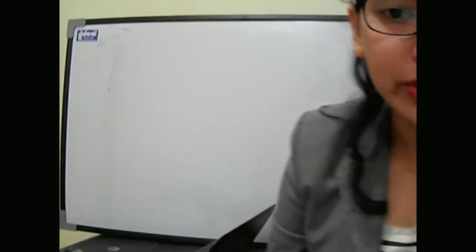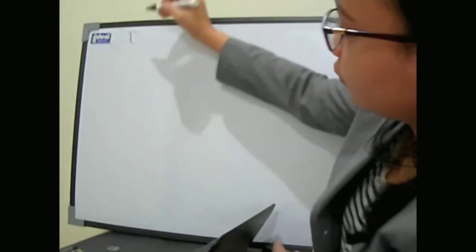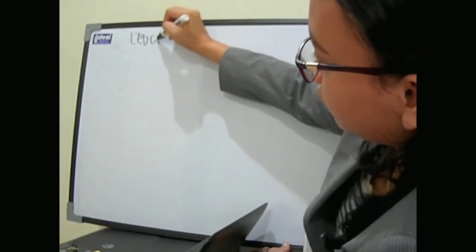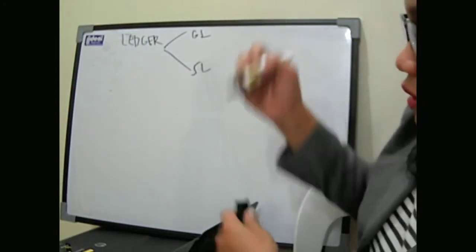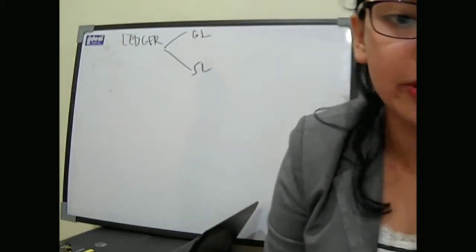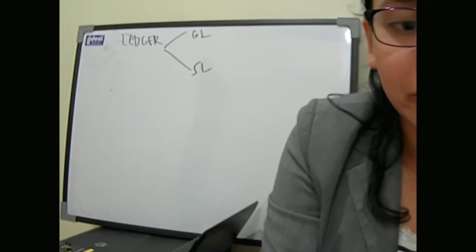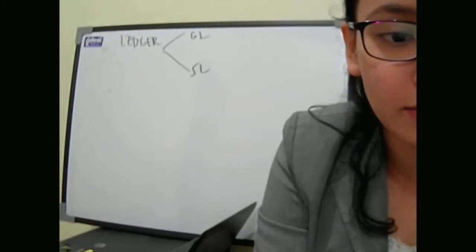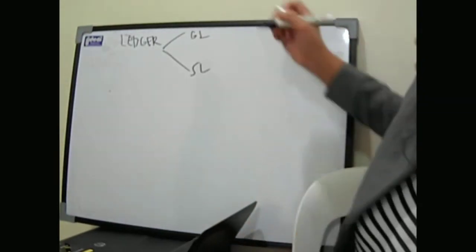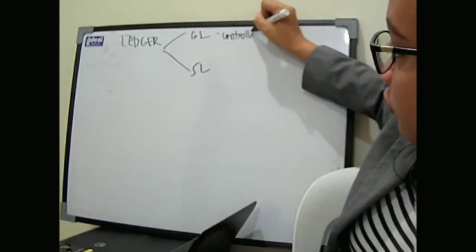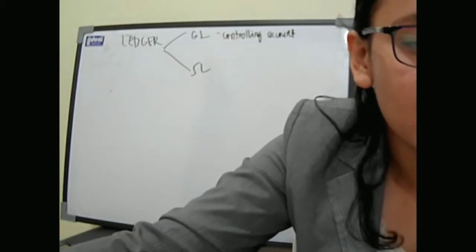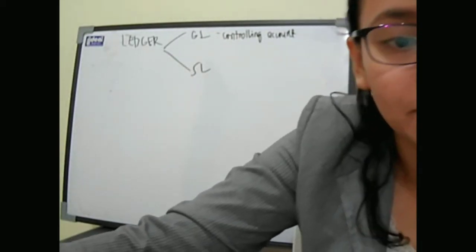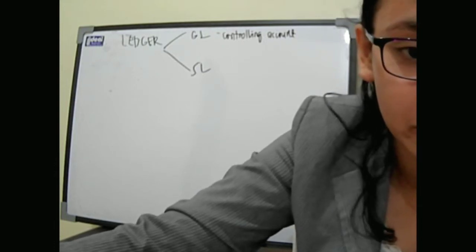Next is the ledgers or the book of final entry. So there are two kinds of ledger. We have the general ledger and the subsidiary ledger. The general ledger is the grouping of all accounts used in preparing the financial statements. It is generally called a controlling account, because it reports in a summarized form the activities that have taken place as recorded in each subsidiary ledger.